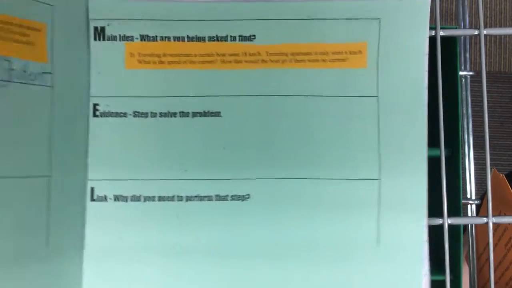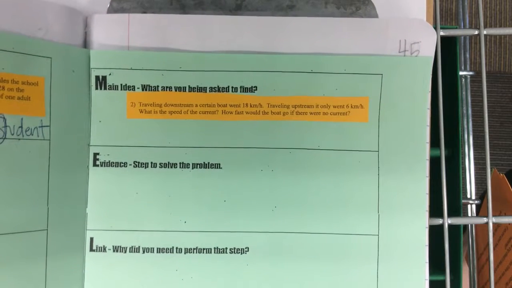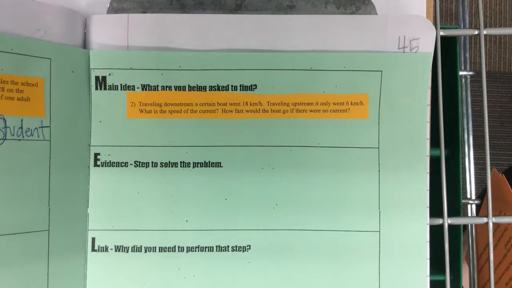All right, so let's try the next one. So again, we're not MELCONing in the English sense of MELCON. We're just using it to help us organize our information. Number 2: traveling downstream, a certain boat went 18 kilometers per hour. Traveling upstream, it only went 6 kilometers per hour. What is the speed of the current, and how fast would the boat go if there was no current?